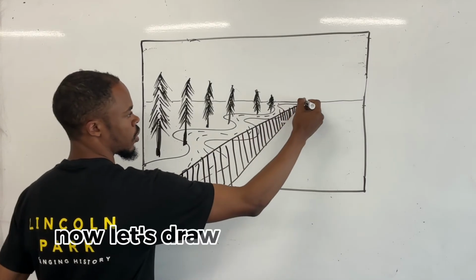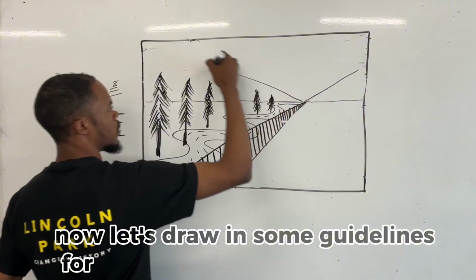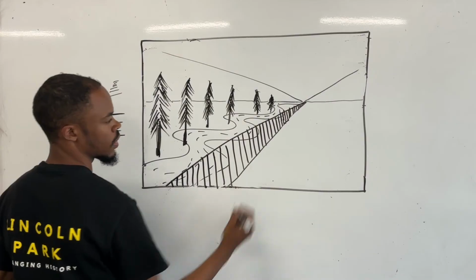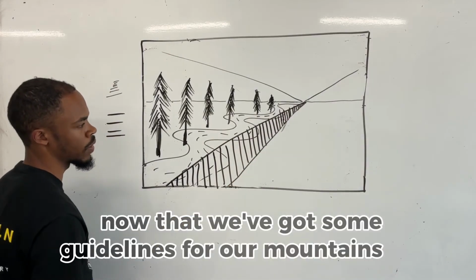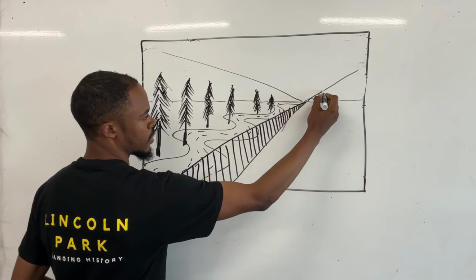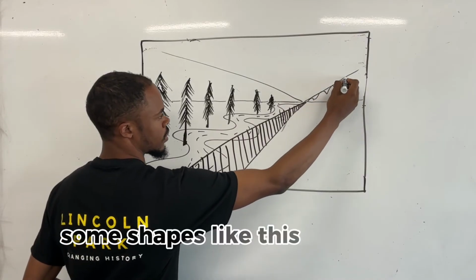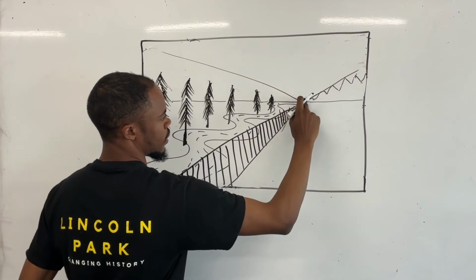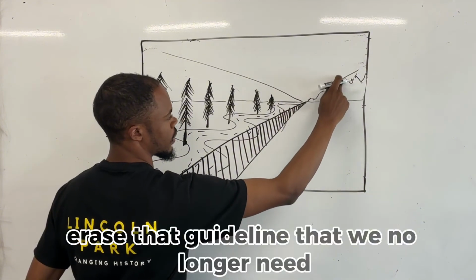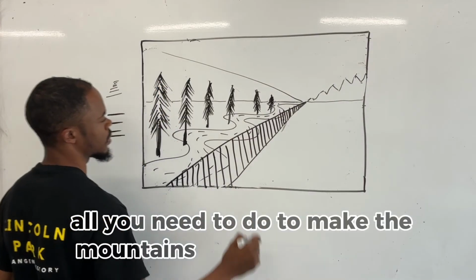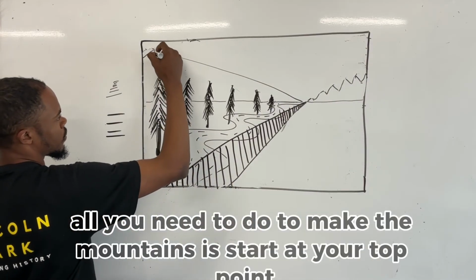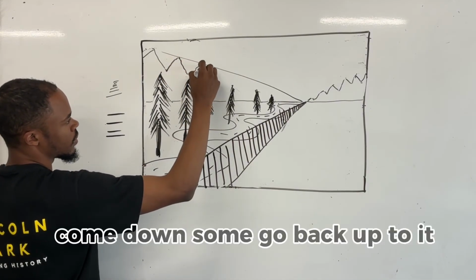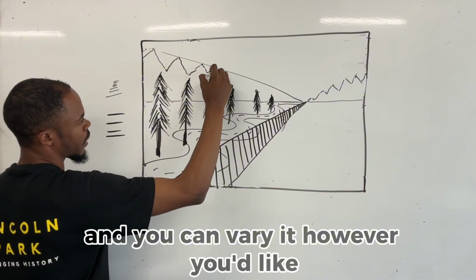Now, let's draw in some guidelines for our mountains. Awesome. Oops. Now that we've got some guidelines for our mountains, we can just draw some shapes like this, starting at the vanishing point, coming down, erase that guideline that we no longer need. All you need to do to make the mountains is start at your top point, come down some, go back up to it. Come down some, go back up to it. And you can vary it however you'd like.